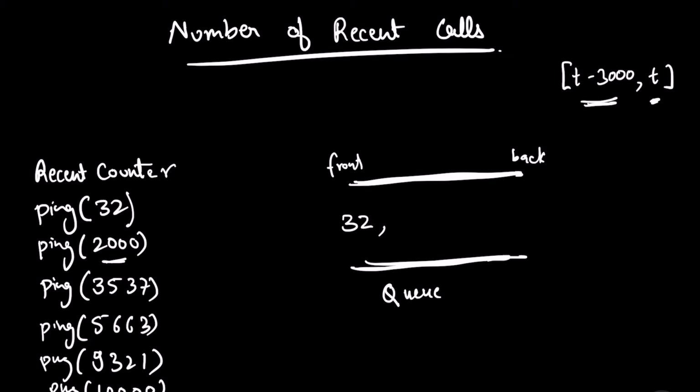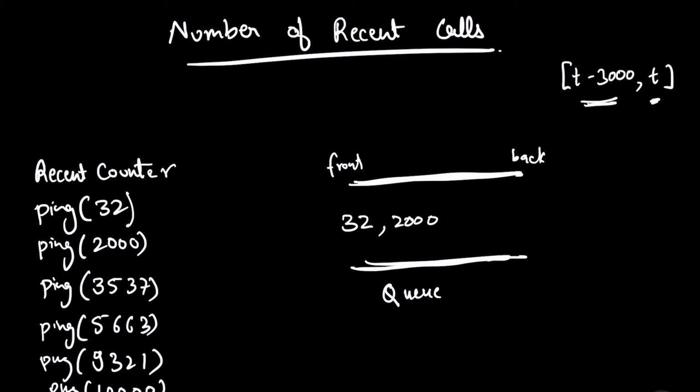So peek into the queue and check that this front element of the queue should be at a time that is greater than t minus 3000. So greater than 2000 minus 3000, and 32 is in fact greater than 2000 minus 3000. So therefore we don't need to pop it off because it's not outdated anymore. So in such a case, we just append 2000 to the queue and move on. That's all.